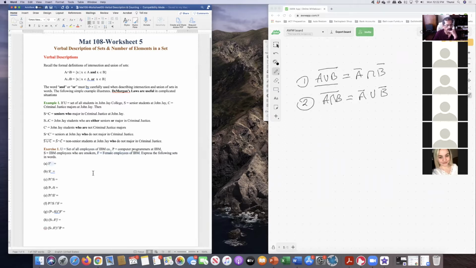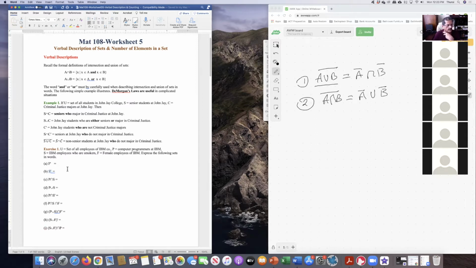Is it not female employees at IBM? Who are not female? Yeah, there's a better word for it. Male employees. Male employees, right. Male employees of IBM. That's right. So for part A, the answer is male employees of IBM.